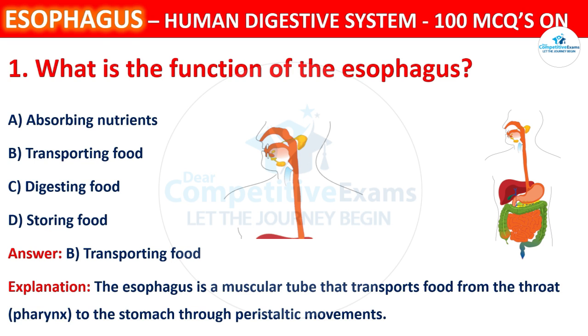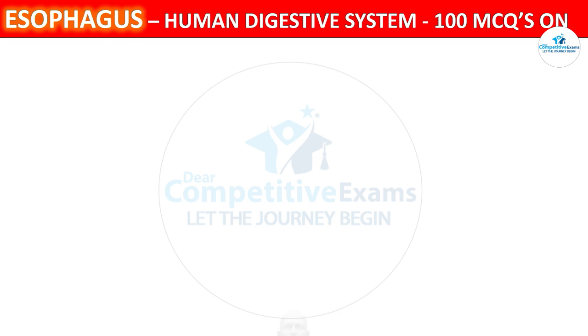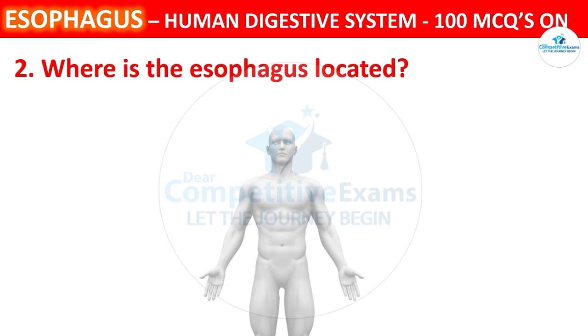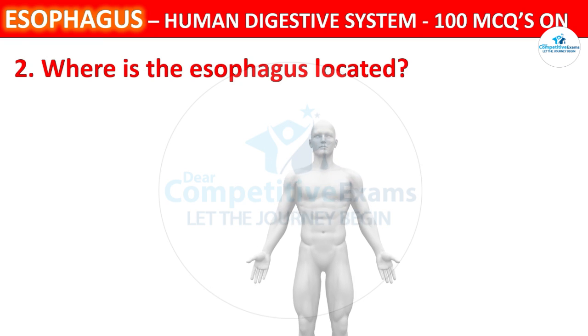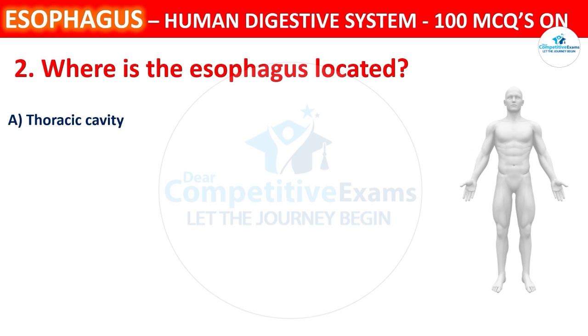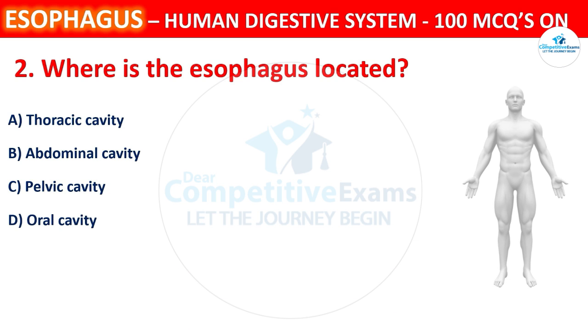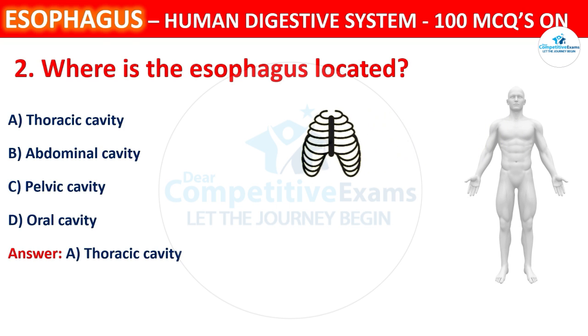Question number 2. Where is the esophagus located? Your options are thoracic cavity, abdominal cavity, pelvic cavity, or oral cavity. The correct answer is A, that is thoracic cavity.